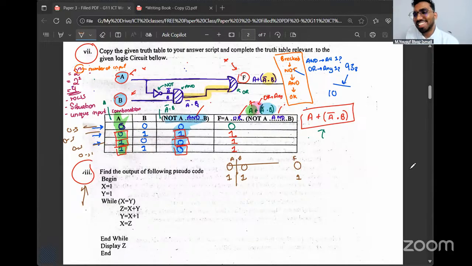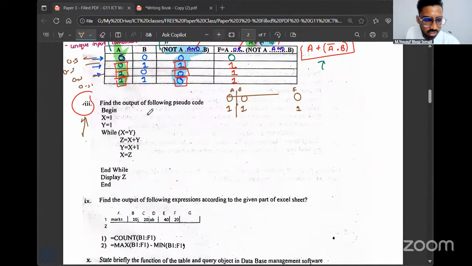You're still seeing something wrong. Good job, Agnesh. Last display is for pseudocode. Let's see.